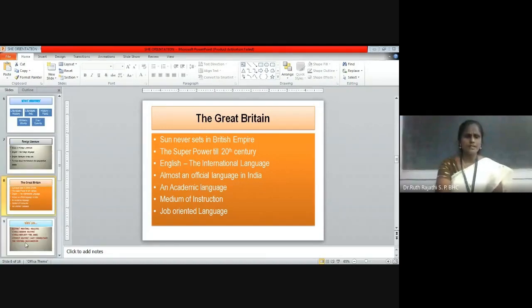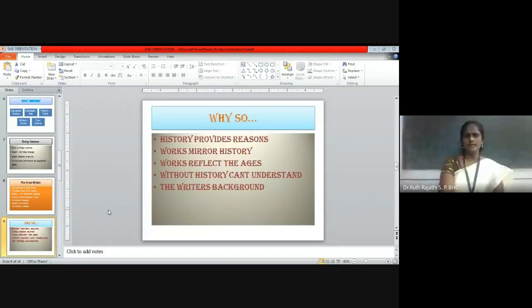And moving to the next one, why is Britain called Great Britain? Why has English become the official language, academic language, international language, medium of instruction? Why so? You can find the answers only in history. So you have to go to the early times and study how England has grown this much.